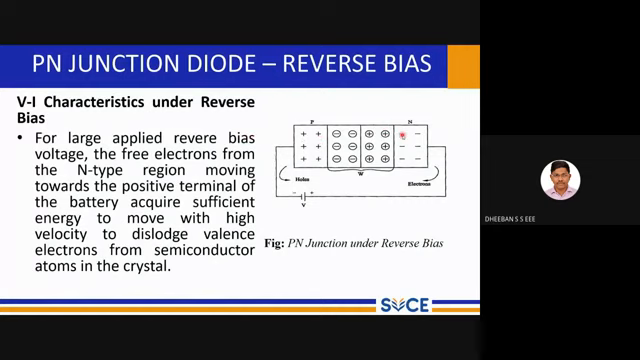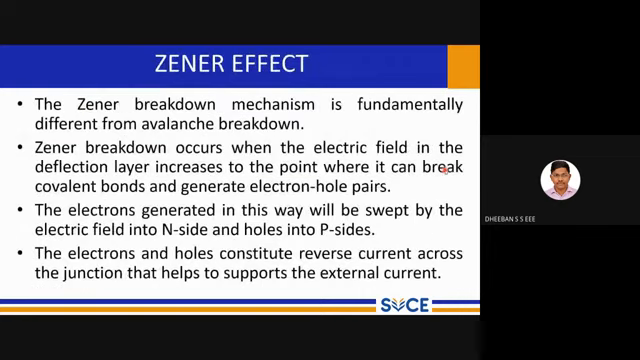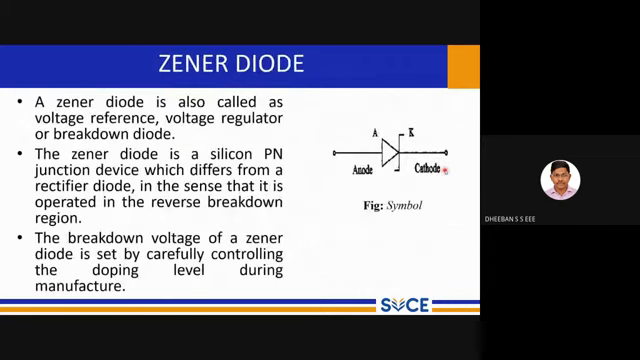The upper part of the tap you can visualize as the depletion layer. If you are minimizing this depletion layer, then there will be electricity flow. If you open the tap in the anti-clockwise direction, then only there will be water flow. The same concept holds for your Zener as well as your PN junction. Here it is a silicon PN junction diode, which differs from a rectifier diode, meaning the normal PN junction diode, in the sense that it is operated in the reverse breakdown region.